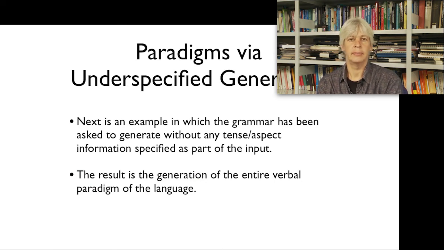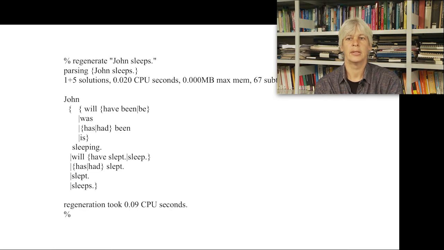Just as finishing off this topic, I'll show you about paradigms via underspecified generation. Next is an example in which the grammar has been asked to generate without any tense aspect information. We've asked it to parse a sentence, John sleeps, and we've said throw away whatever you knew about tense aspect in this example. Throw away anything about tense, present or whatever, and then regenerate. The result, when you regenerate from that underspecified input, is the entire verbal paradigm of the language.